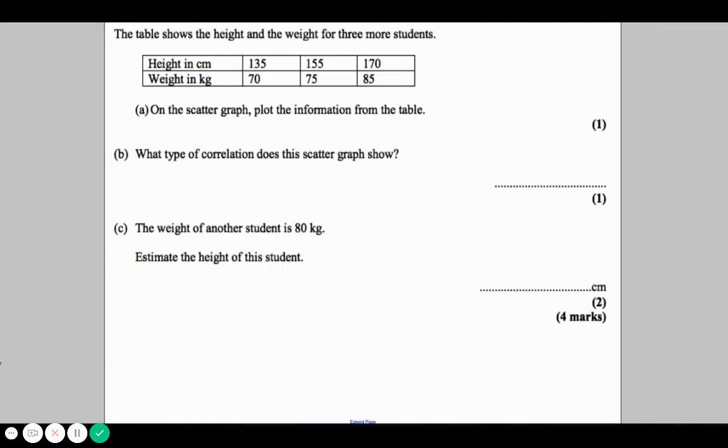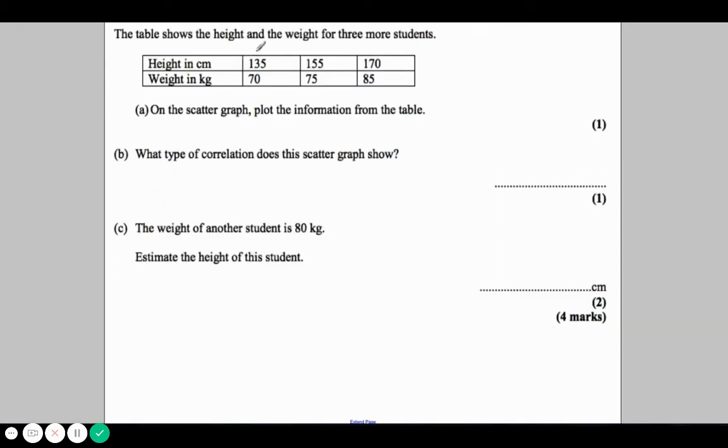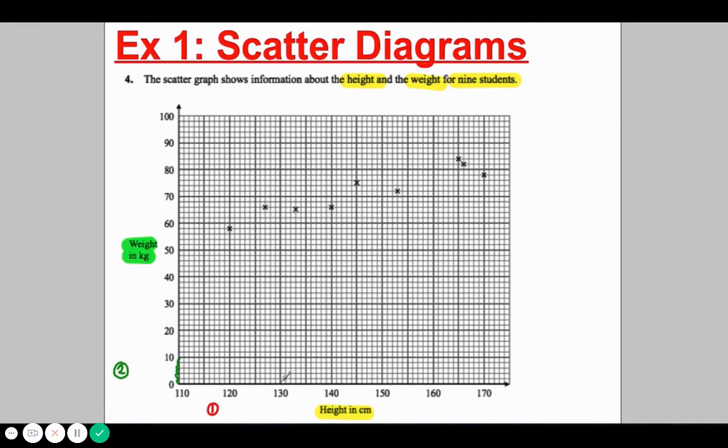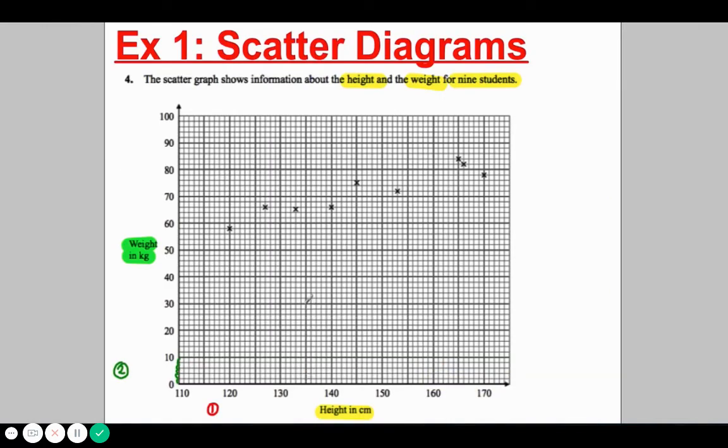Right, what do they ask us in this question? They say the table shows the height and the weight of 3 more students. On a scatter graph, plot the information from a table. So what did I say? The first thing they could ask you is to plot a point. So let's go back here. We have to plot 135 centimeters versus 70 kilograms. So go along here. 135 is here, exactly halfway, versus 70. So looking up here, 70 is exactly here. So put a cross there, like that.